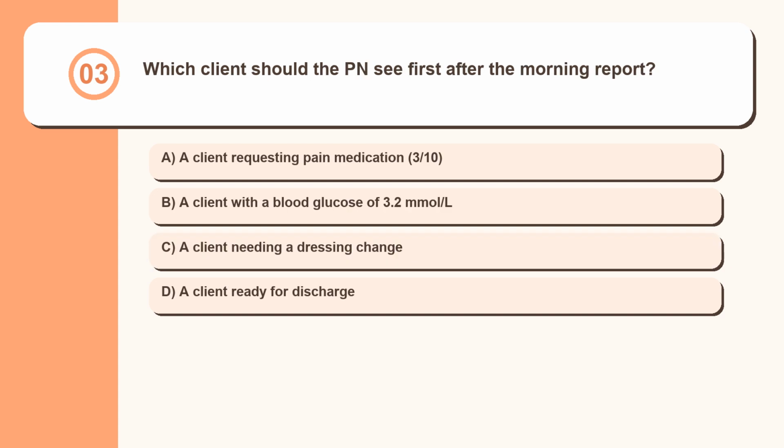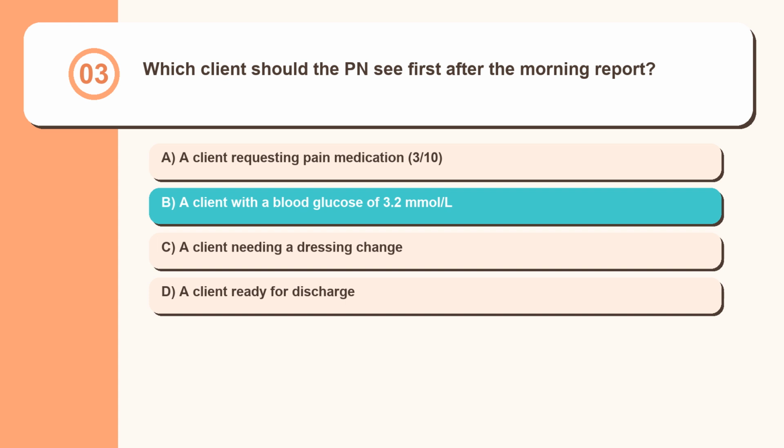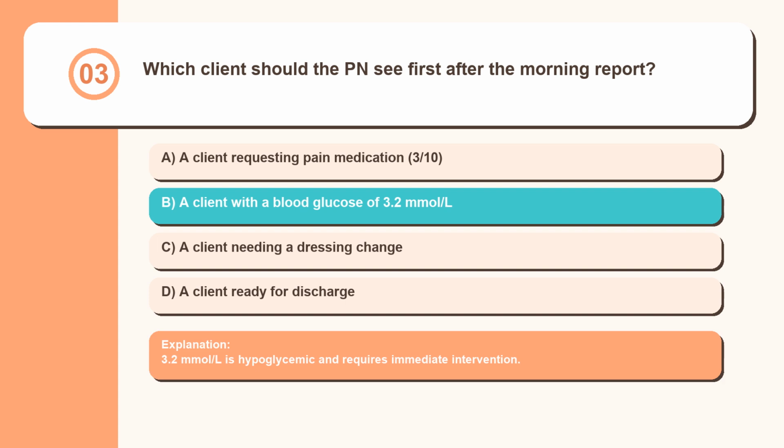Question 3. Which client should the PN see first after the morning report? A client requesting pain medication, 3/10. A client with a blood glucose of 3.2 mmol/L. A client needing a dressing change. A client ready for discharge. 3.2 mmol/L is hypoglycemic and requires immediate intervention.